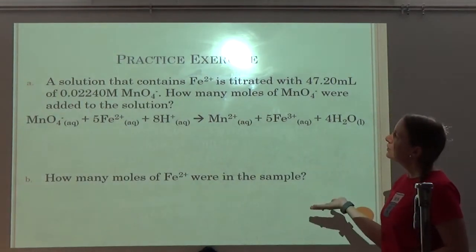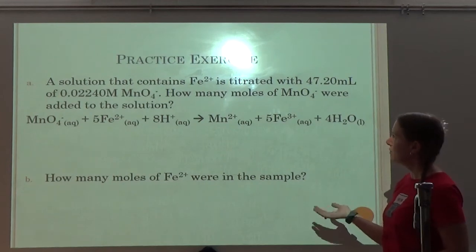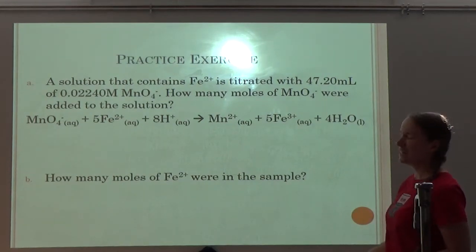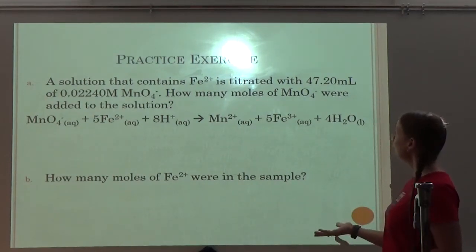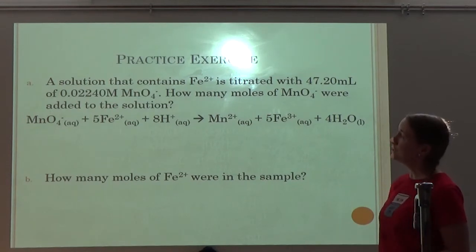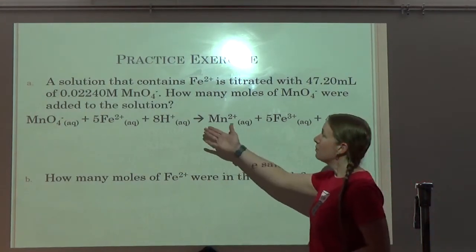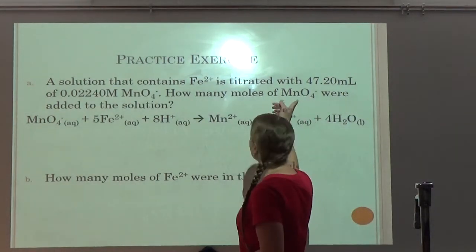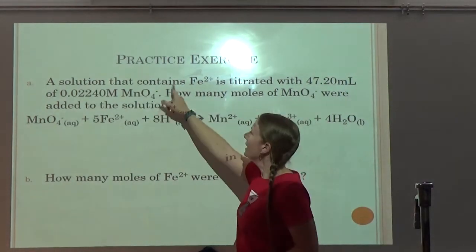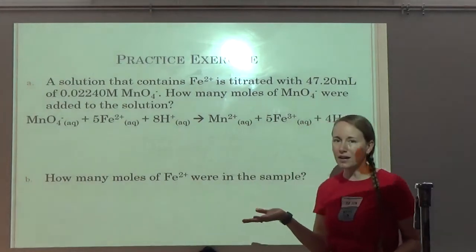All right, so it says a solution that contains iron 2 ion is titrated with 47.2 milliliters of 0.0224 molar permanganate. How many moles of permanganate were added to this solution? So it's asking me about permanganate. It told me about permanganate. So right now, I don't even need to worry about the iron.